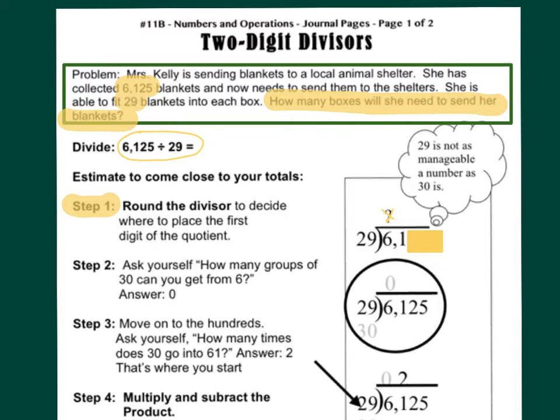This is where my rounding comes in. So if I come down here and I've rounded 29 to 30, it makes it a little bit easier for me to find a starting point. So I know that 3 goes into 6 2 times, and 30 would go into 60 2 times. I'm going to choose 2 to start my answer.